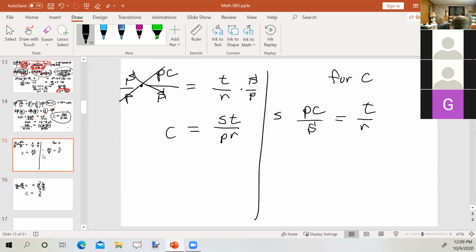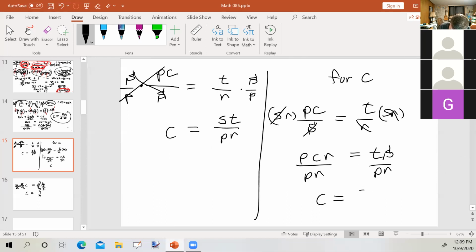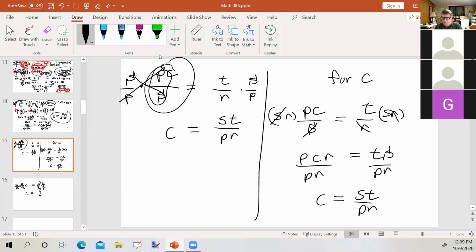Okay, so we'd have SR and SR. So that's going to give me that and that. So I'm going to get PCR equals TS. And then I'm going to divide both sides by PR. So C equals ST over PR. So you can do it that way. Just takes 2 steps instead of 1. But if you can look at this and say, oh, well, P over S is the coefficient of C, so to speak, multiply by its reciprocal, and you're there. All righty.